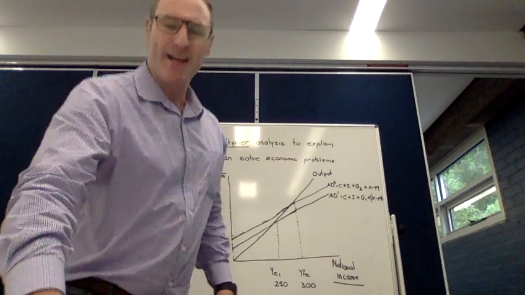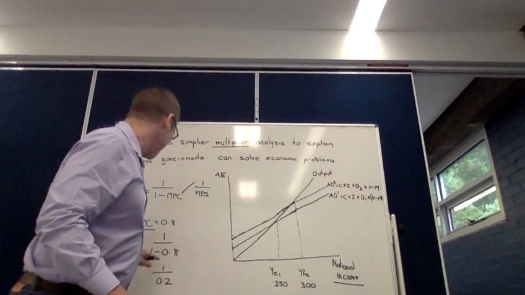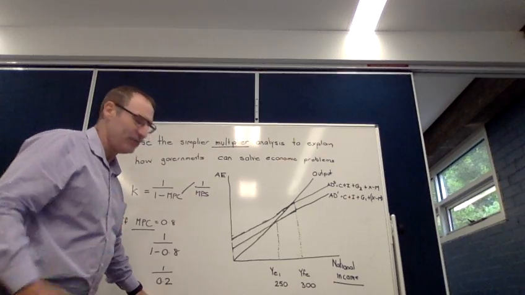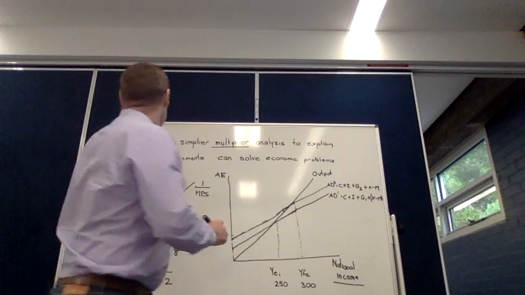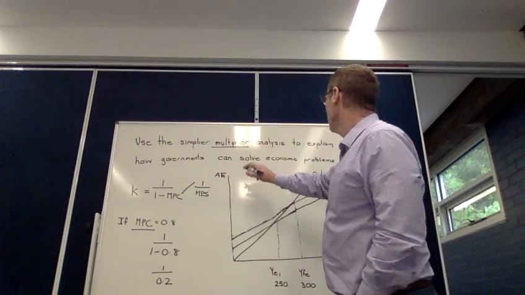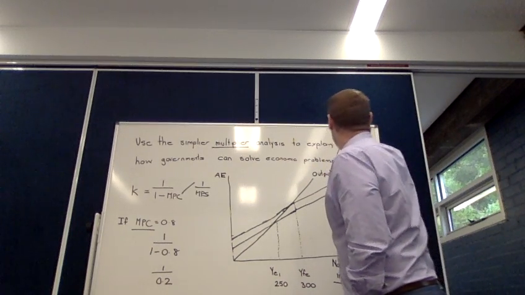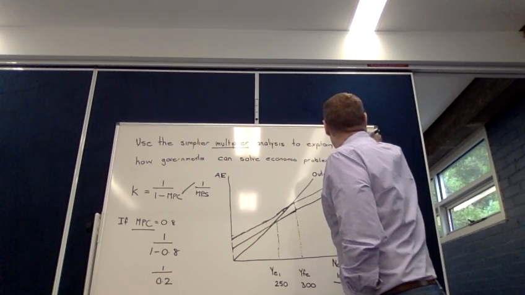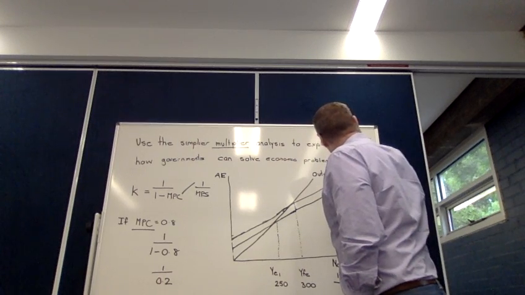So any increase in aggregate demand will create a 5 times increase in national income. So if we're looking at how governments can use the simple multiplier to solve economic problems, the two big problems you're thinking about are inflation, the inflationary gap, and unemployment.